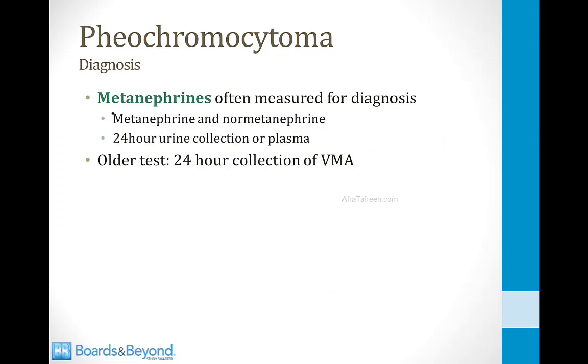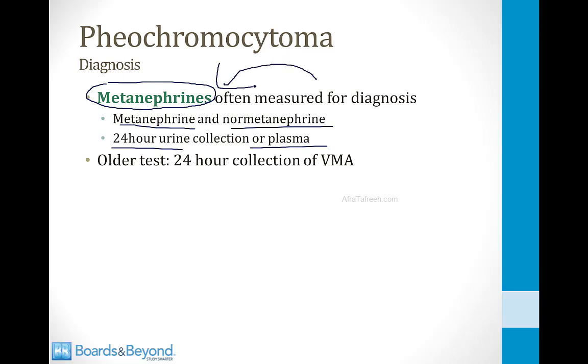So now that you understand that biochemistry, it should make sense to you that metanephrines are often used for the diagnosis of pheochromocytoma. You can measure the levels of metanephrine and normetanephrine. This is often done on a 24-hour urine collection, or sometimes it's done by a plasma blood test, but either way, you should appreciate that these are the breakdown products of metabolism of epinephrine and norepinephrine. An older test that's not used much anymore is a 24-hour urine collection of VMA, but that should also make sense to you, because as we just saw, vanillylmandelic acid is a breakdown product of epinephrine and norepinephrine.